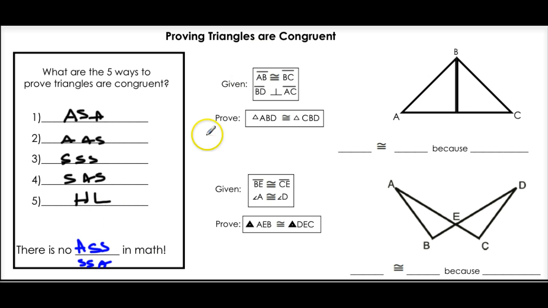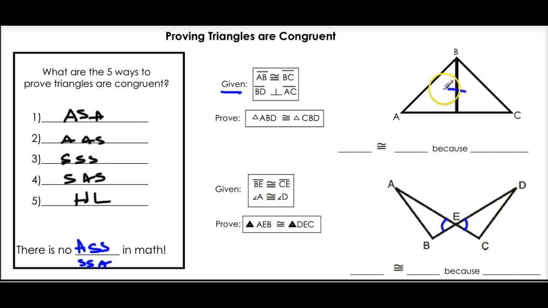The way to prove them is that you'll be given information and you use that to mark the triangles. You can only use the given information to mark it, and if they share a side, remember you can mark that, or if they're vertical angles, you can mark that. But that's the only things you can mark. The given information, if they share a side, or if the angles are vertical. Those are the only things you're allowed to mark.